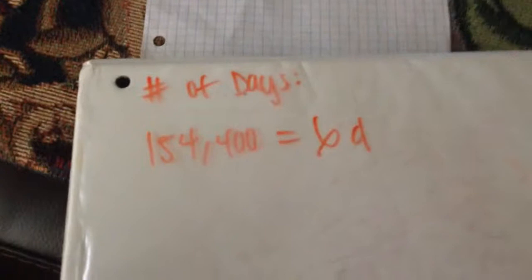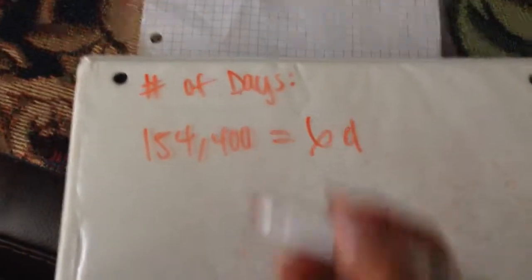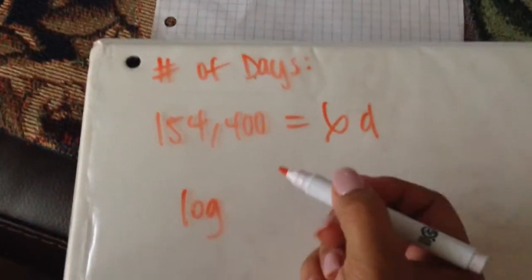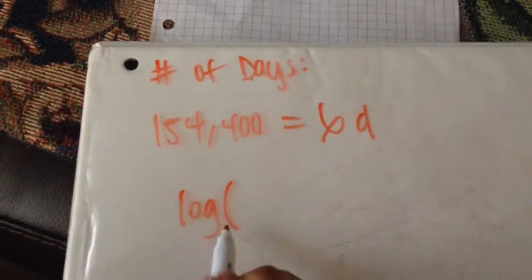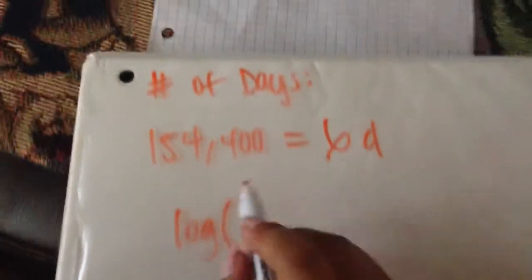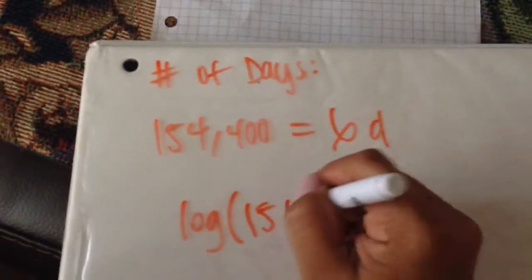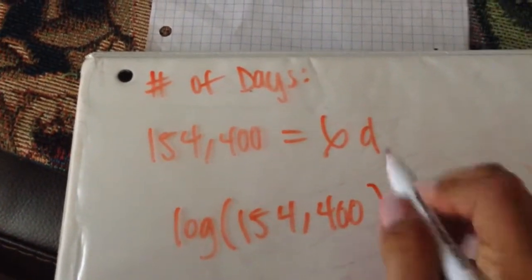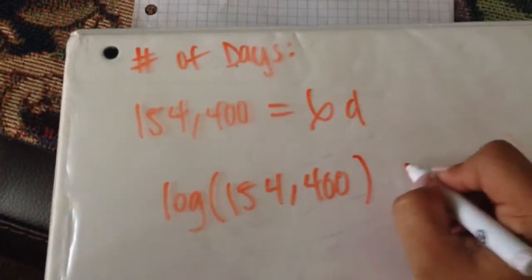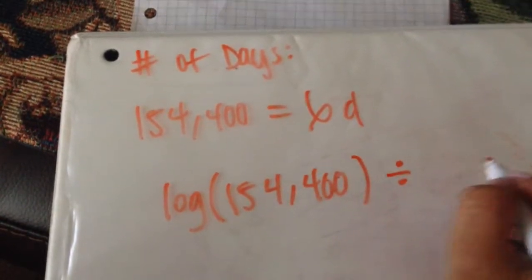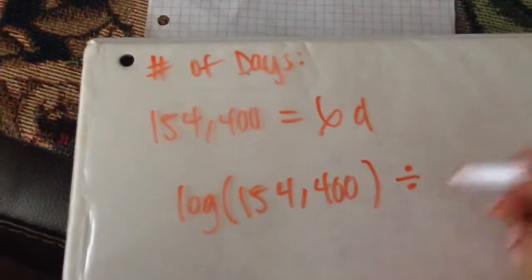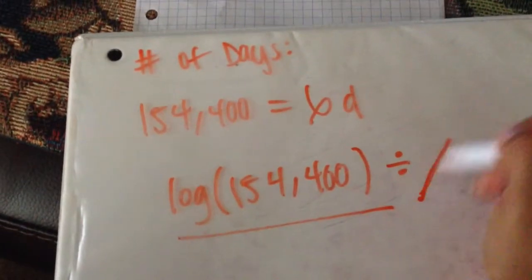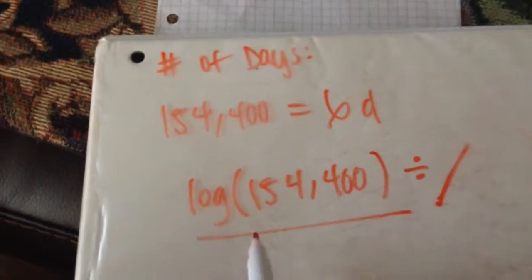So using log, this is how it's going to look on our graphing calculator when we input it. First, we need to input log, and it's going to pop up with a parentheses just like that. And then we need to input our first number, 154,400, and then we need to close our parentheses. Make sure your parentheses is closed. And then we have to press divide on our graphing calculator, and then that usually puts a line, but the line is usually this way on the graphing calculator. But for now, we're going to do it this way.